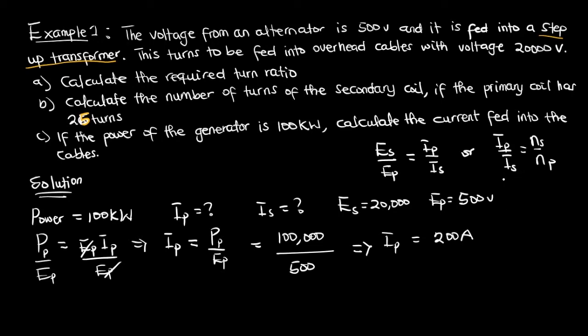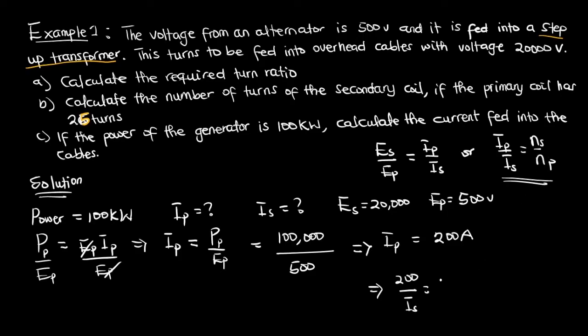So I'll be going with this, right? But we can also use this. So in fact, let's use both and see if we'll get the answer, right? So using this first, our IP, which is 200, so I have here 200 over IS, which I'm supposed to find, is equal to NS over NP, right?